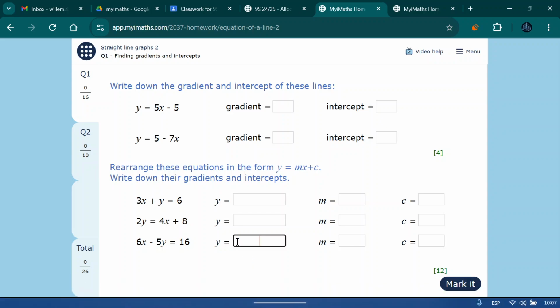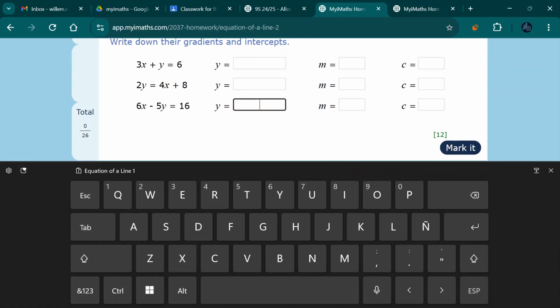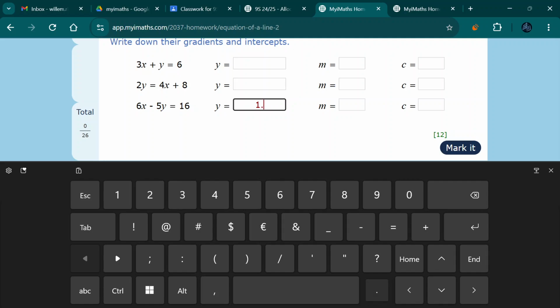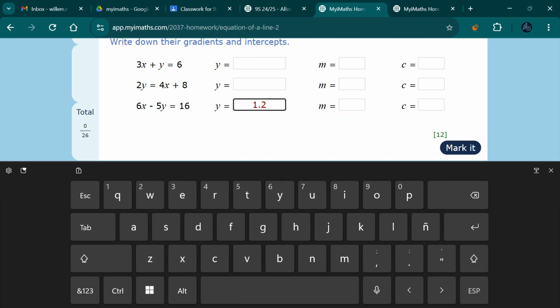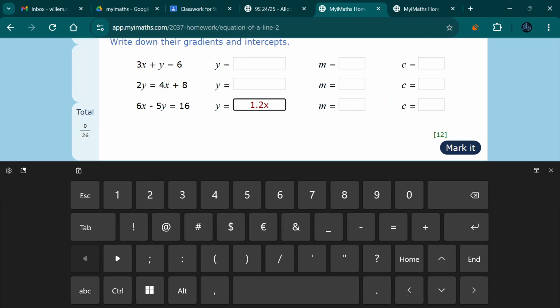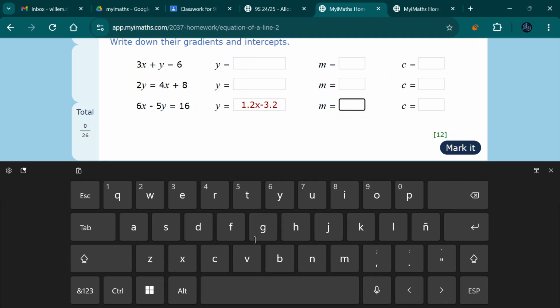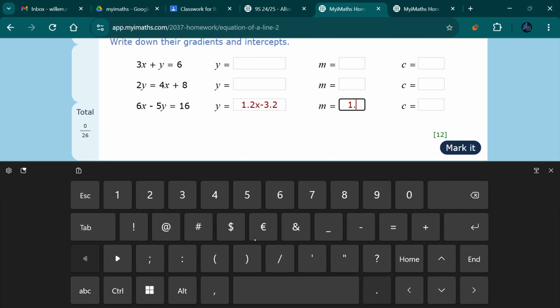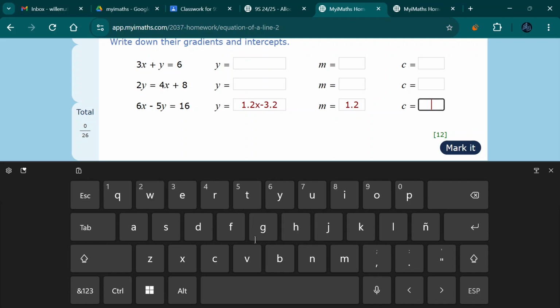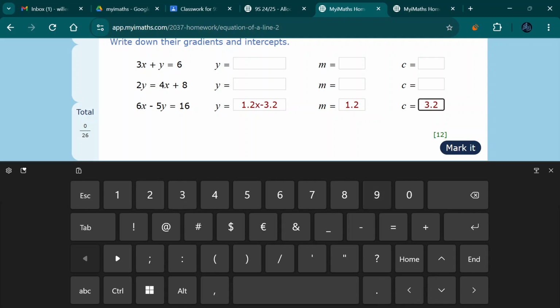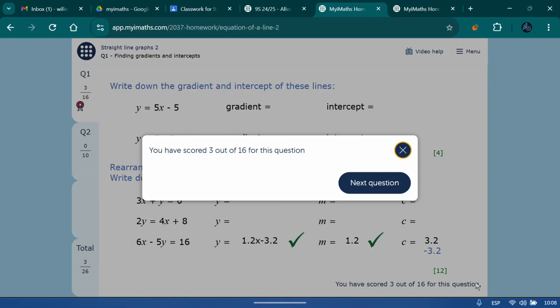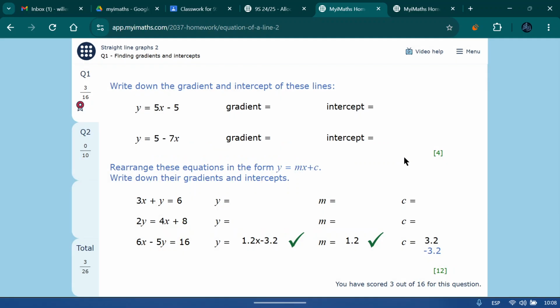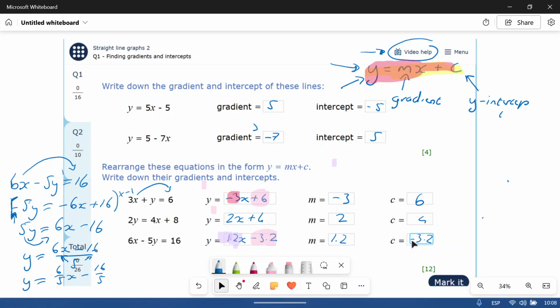1.2x. I need my keyboard. Oh my goodness. Right. 1.2x minus 3.2. So that means this is 1.2 and this is 3.2. Just that one, the rest I'm going to see if it's correct. Yep. No. Don't forget the minus. I put the minus there. Don't forget the minus. Okay, got it.